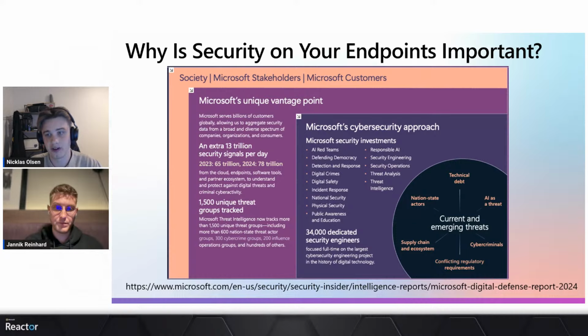As well as AI is also becoming a threat. It's something that nearly all of us are using. So think AI as a threat is also a very important piece. And cyber criminals as well, conflicting requirements, supply chain and ecosystem, nation state actors as well. And Microsoft has also in this report lined up some of the investments they have done in AI red teams, digital crimes, digital safety, incident response.